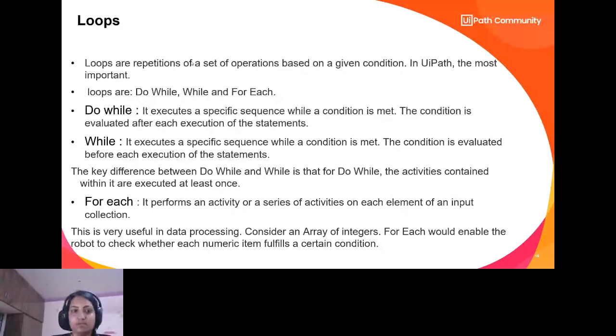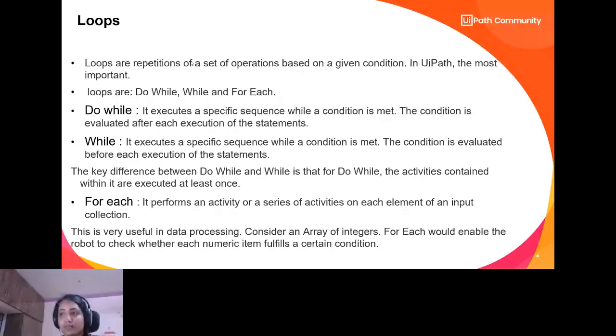What is the difference between the do while and the while? The do while executes first and then it will check the condition. The minimum number of executions in the do while will be 1, and in while the minimum number of executions is 0. In while it will just check the condition first and then go ahead and execute the statement or the piece of code which you have written inside of the while.